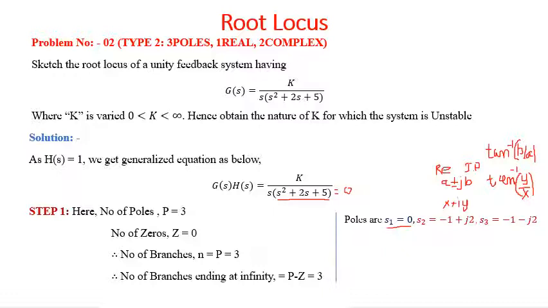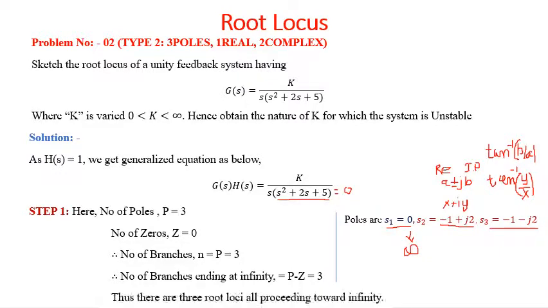One branch is going to start at s is equal to 0, we know that one, and it will be tending to infinity. Another branch will be starting at s is equal to minus 1 plus j2, and it is also tending to infinity. The third branch is going to start at s is equal to minus 1 minus j2, and that is also tending to infinity. Hence, there are 3 root loci all proceeding towards infinity.